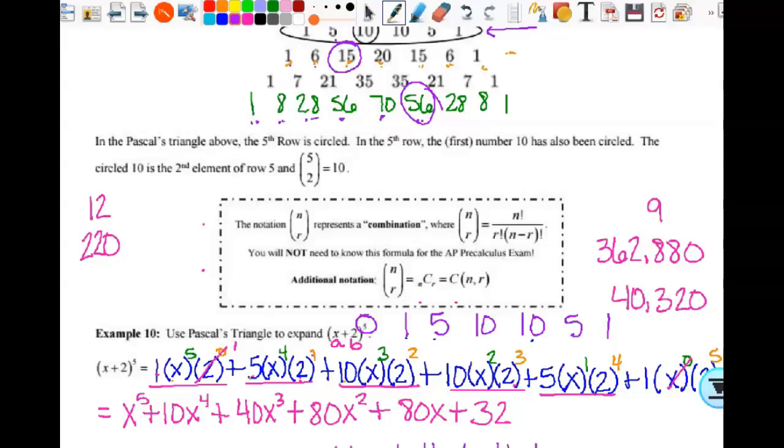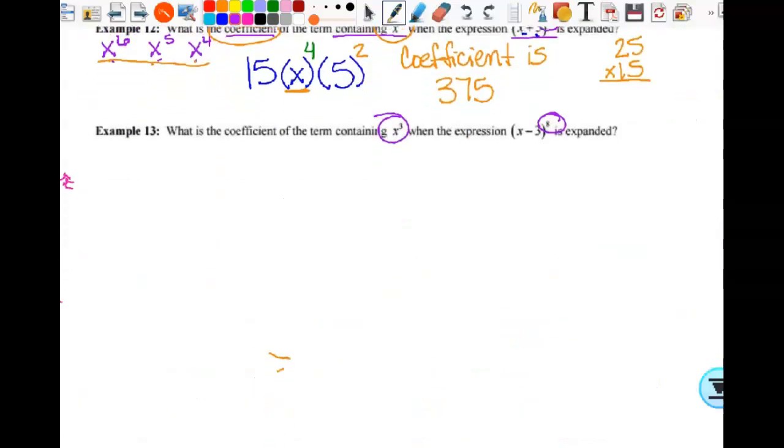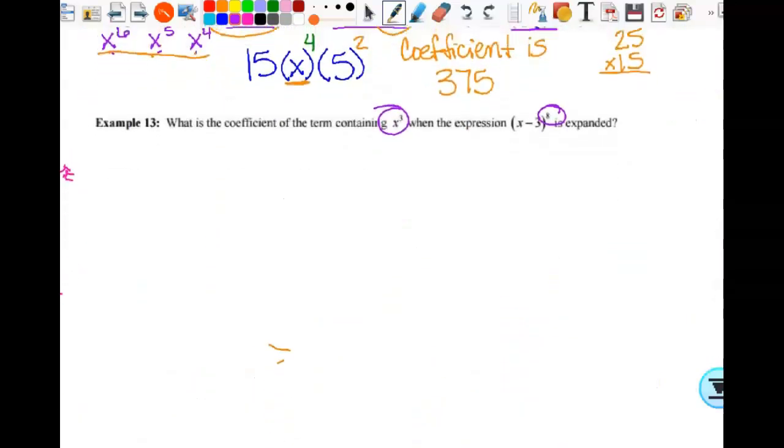Boom, 56. Okay? So I come back down here, and I'm going to have 56 times x times negative 3, right? What exponent goes on x? 3. So what exponent goes on negative 3? 5, okay? Tell me something about the coefficient right now. It's going to be negative, okay? That's something you want to focus on. It's going to be negative, so now I don't have to worry about my negative.